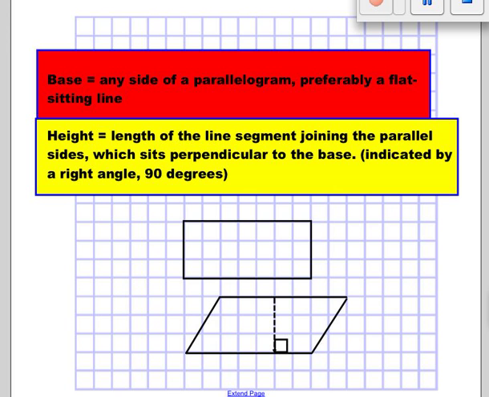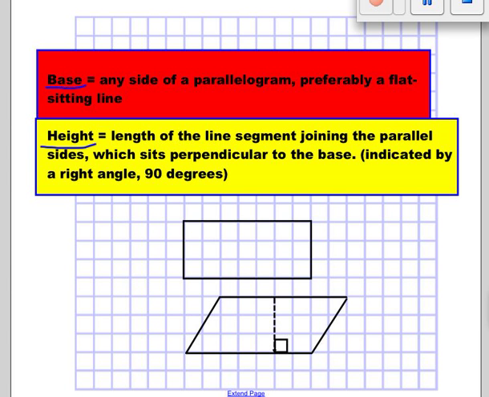When we're looking into area of a parallelogram, we need to know two specific components. One is the base, and one is the height. A base is any side of a parallelogram; you can choose any side you want. I prefer to pick a flat sitting line.